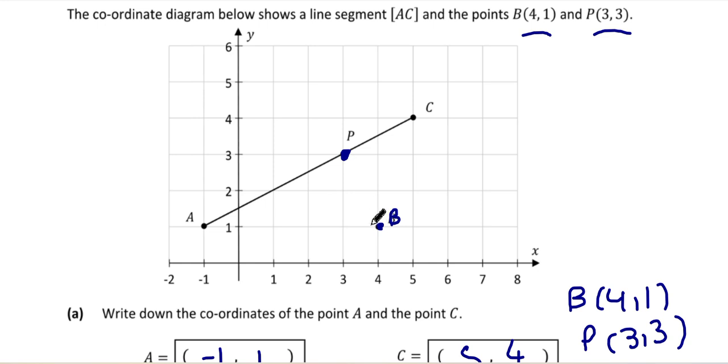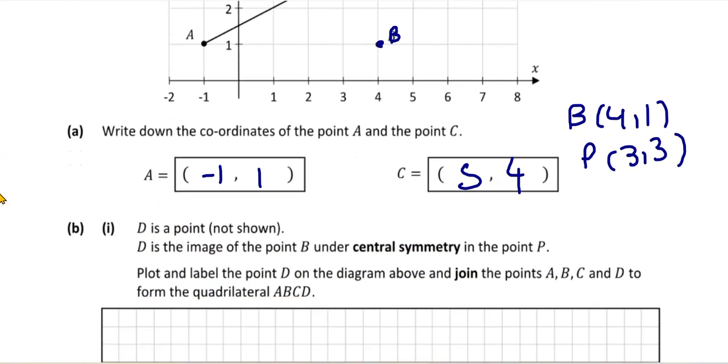So 1 across, 2 up, 1 across, 2 up, and as someone told me there, it's (2, 5). Is that okay? Good job.